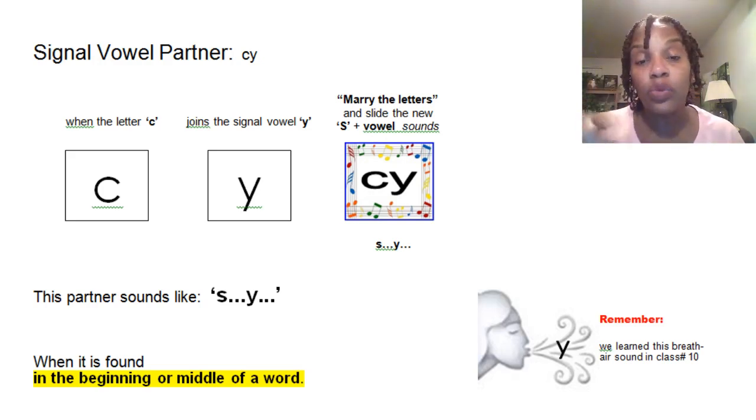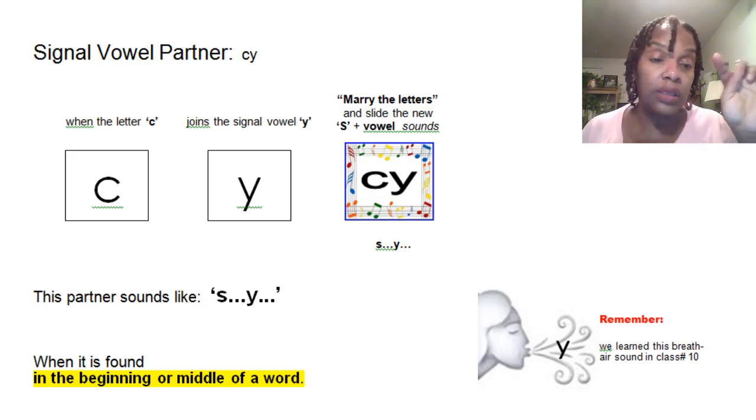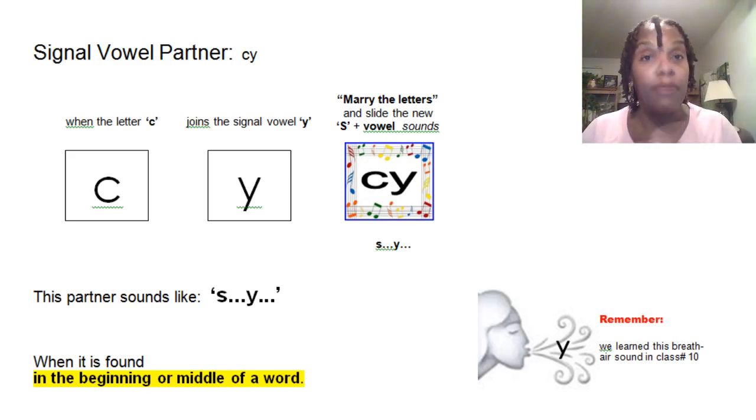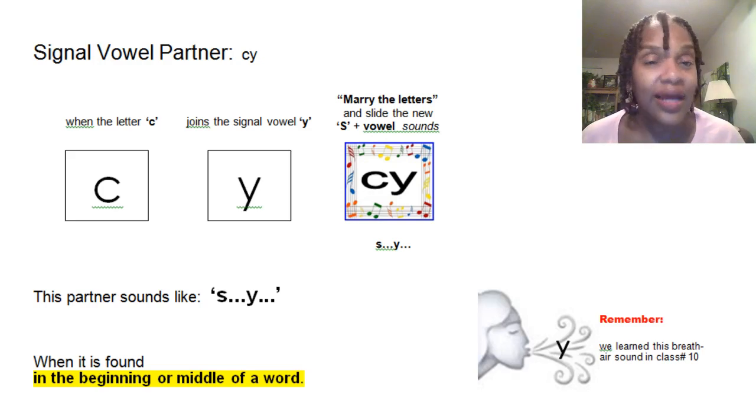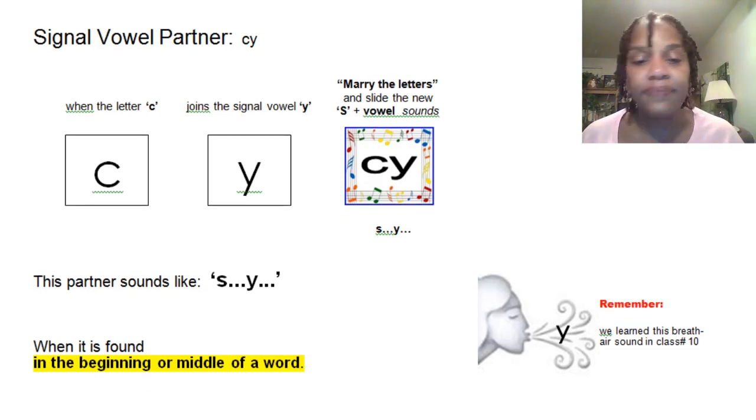But this rule for this partner, when the signal vowel CY partner is in the very beginning of a word or in the middle of a word, it's pronounced S, S. All right. See, this is a very important class. There's a lot to learn in this class. But if you take your time and you do it step by step, everything's going to make sense, right?